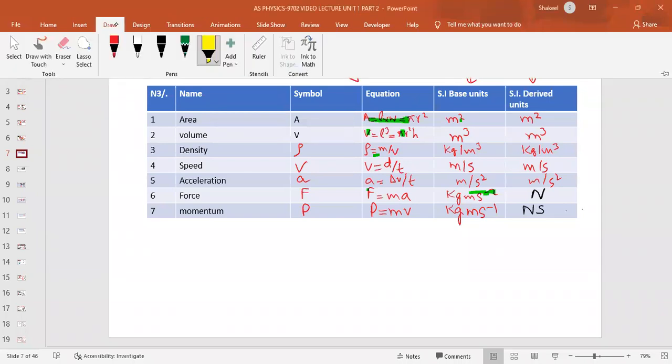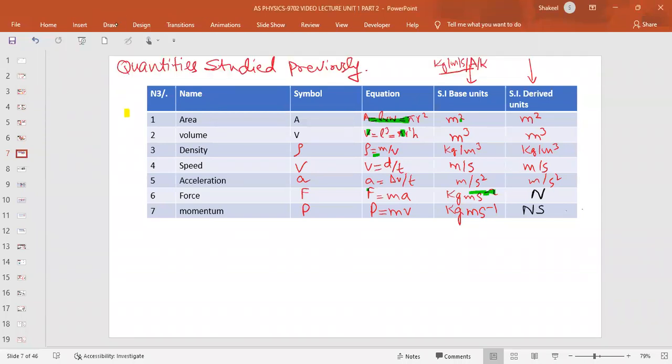Okay, so the next thing is we have to look at some quantities that you have studied previously, like area. Its symbol is A, and its equation is length into width or pi r square. Its SI base unit is meter square, and the derived unit is the same. Then for volume, it is V, and the formula is given along with units. So for density, for speed, for acceleration, for force, and for momentum.